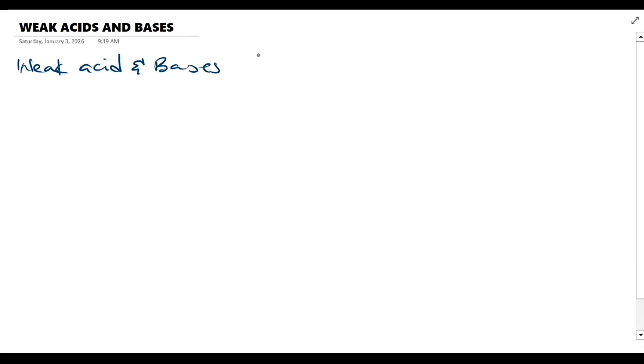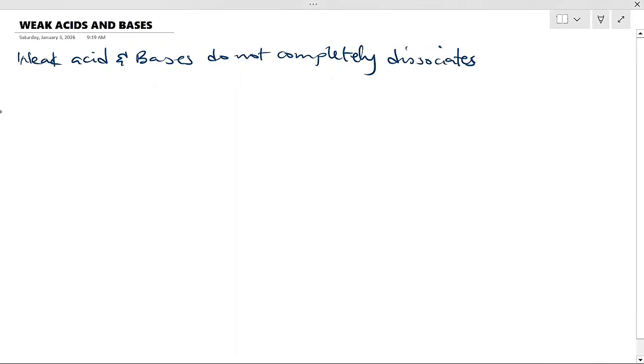Weak acids and bases do not completely dissociate when put into water. Okay, they do not completely dissociate when put into water. That's weak acids and bases.